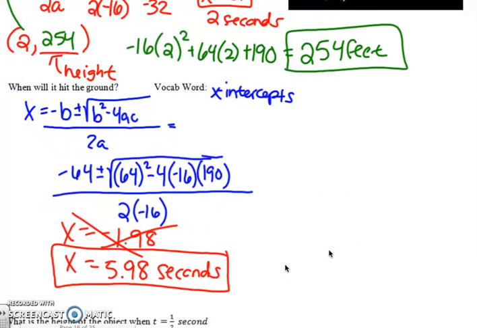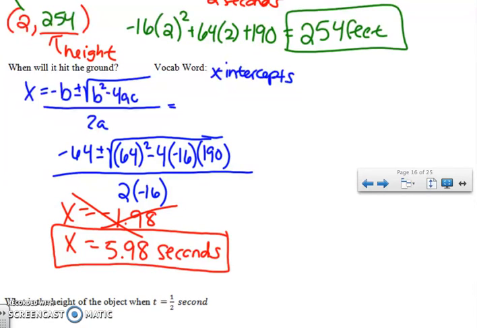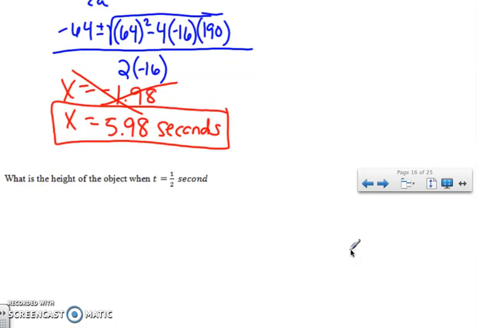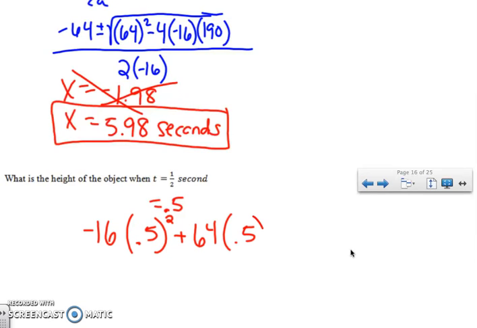Okay. All right. Lastly, it wants me to find the height of the ball when t is half a second. So all that means is substitute it back into our equation. So I know half a second is the same as 0.5. So what I'm going to do is plug in 0.5 everywhere I had the t. So plus 64 times 0.5 plus 190.